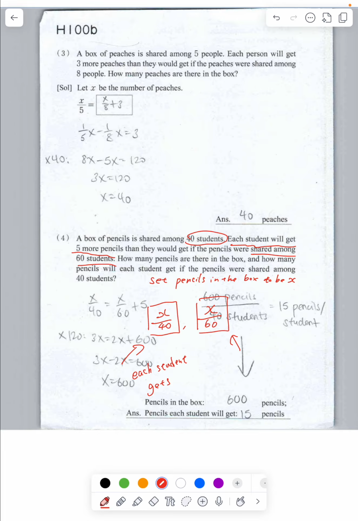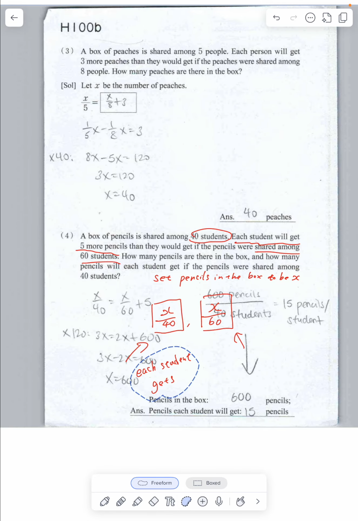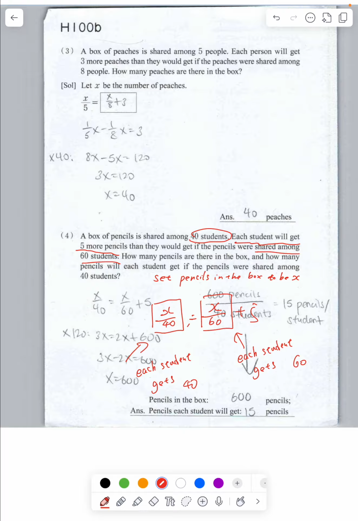And this is the same thing. Let's duplicate it. Be lazy. Copy, paste. And this is 60 students, and this is 40 students. So their relationship is plus 5. x over 60 plus 5 is equal to x over 40. That's how you get this equation, right?